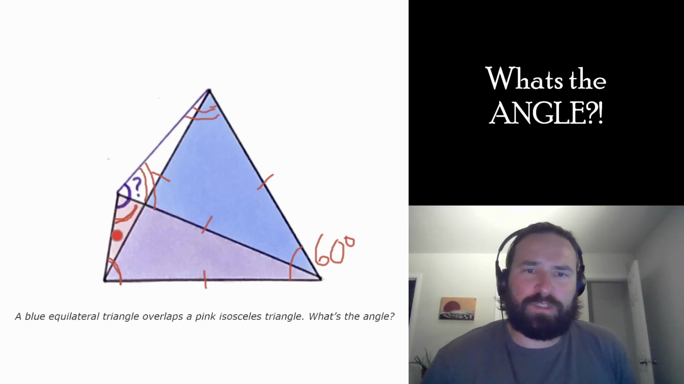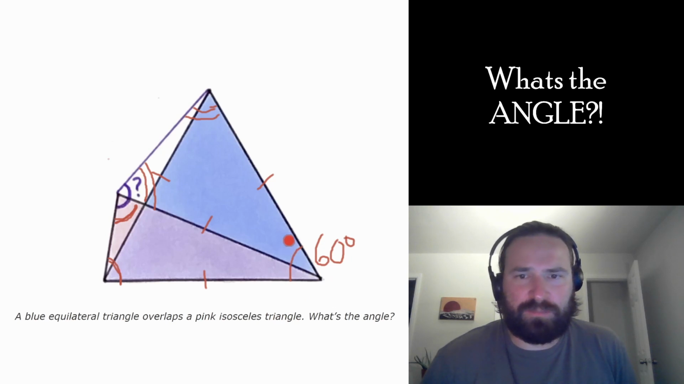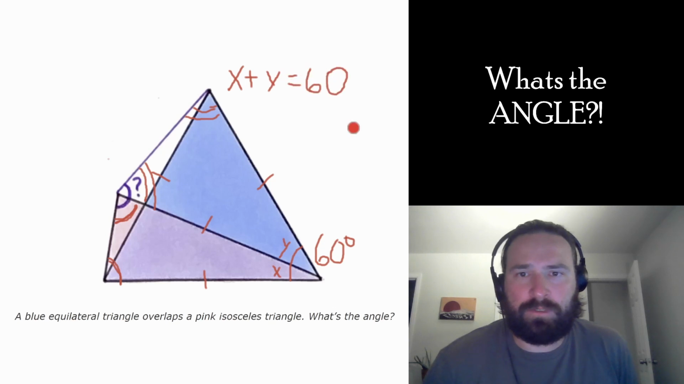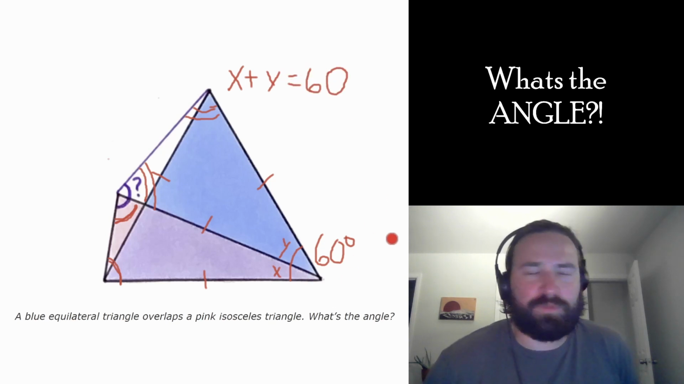So now we've made 2 separate isosceles triangles that sort of split up this angle right here. So let's split this angle into 2 parts. Let's call this piece y and this piece x. And now we know that x plus y is going to have to equal 60. We're going to have to use that later on, so I'm going to save that.